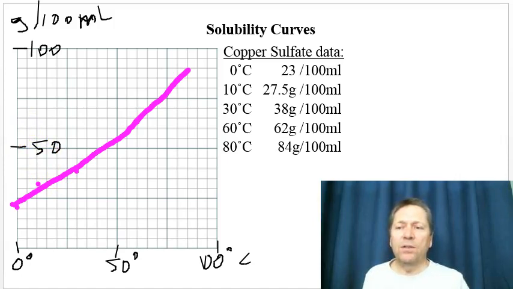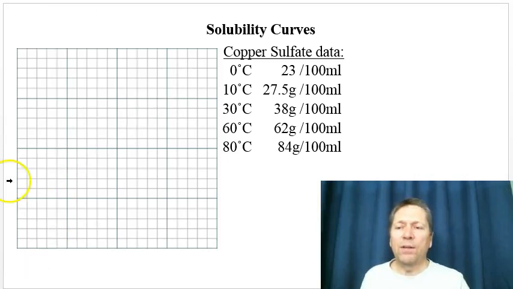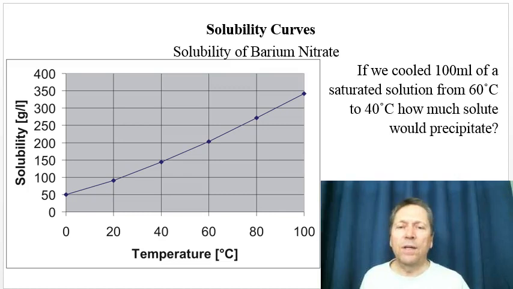Next thing we're going to do is take a look to see how you can use a graph like this. So here's a solubility curve for a different chemical, barium nitrate, and the question that's being asked is, if we cooled 100 milliliters of a saturated solution from 60 degrees to 40 degrees Celsius, how much solution would precipitate? Now we just need to make sure that we take note of what the units are here. So this is grams per litre. That's a different unit from before.